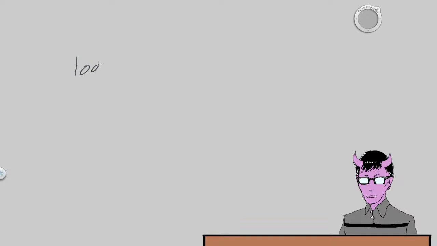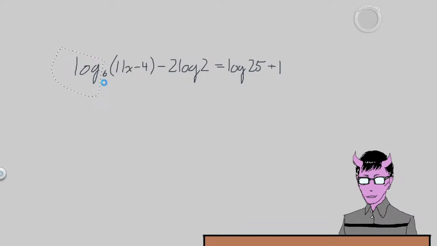All right, we have log base 6 of 11x minus 4. Close the parenthetical, and then we have minus 2 log 2. And that is equal to log of 25 plus 1. There we go. Let me make sure it's copied correctly. Yeah, okay, looks good to go. So here is our problem.